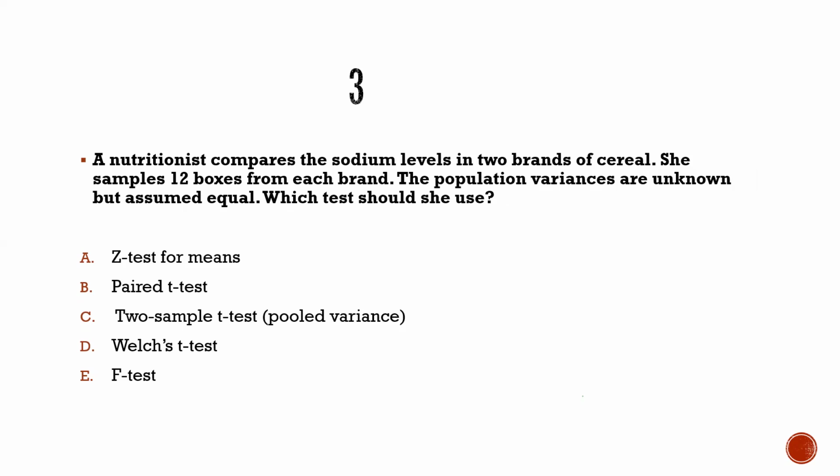A nutritionist compares the sodium level in two brands of cereal. She sampled 12 boxes from each brand. The population variances are unknown but assumed equal. Which test should be used? A, Z test for means, B, paired t-test, C, two sample t-test, D, Welch test, E, F test. C, two sample t-test. Yes, C is the right answer.